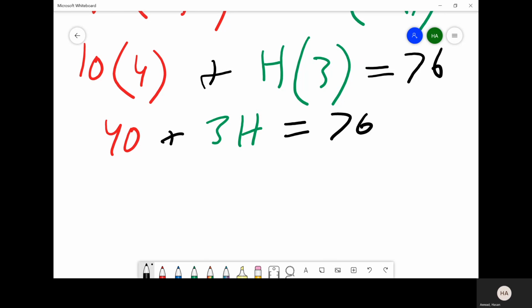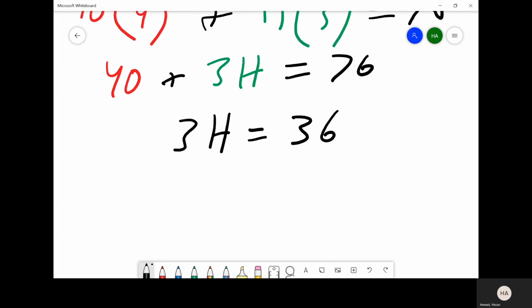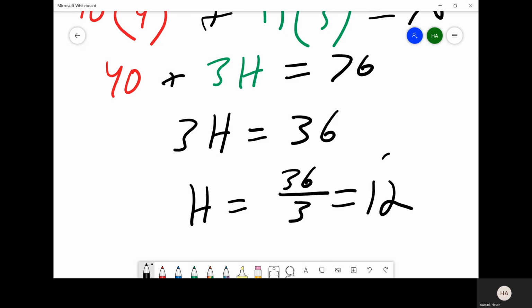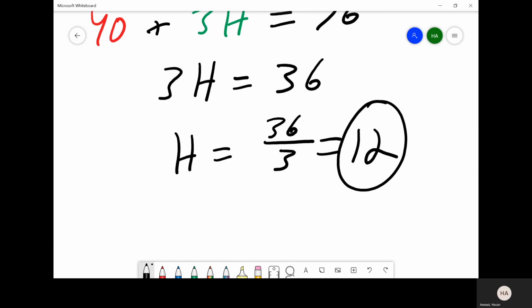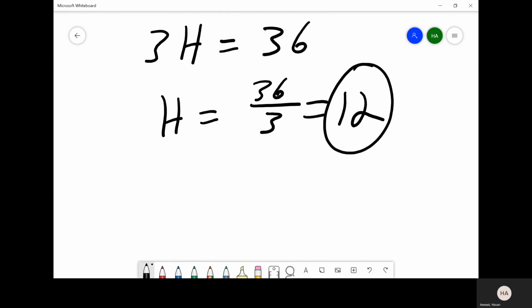So in doing so, we're going to move 40 over to the other side. We subtract 40 from both sides. We're left with 3h. And when we subtract 40 from 76, we're left with 36. And now this part's pretty easy, right? We just have our variable h times 3. So to undo multiplication, we divide by 3. So h is equal to 36 over 3, which is 12. So what have we just found out? We found out that the price of Hulu, according to this example, is $12 per month.